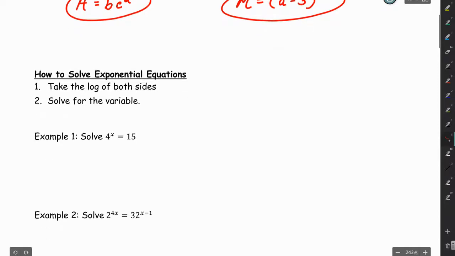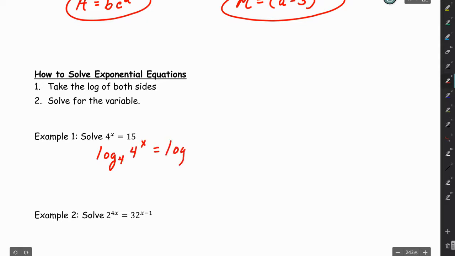So if we look at example 1, it says solve 4 to the x equals 15. So we want to take the log of both sides this way. We can bring that x down in front. Now, I'm going to use the log base 4 of both sides.